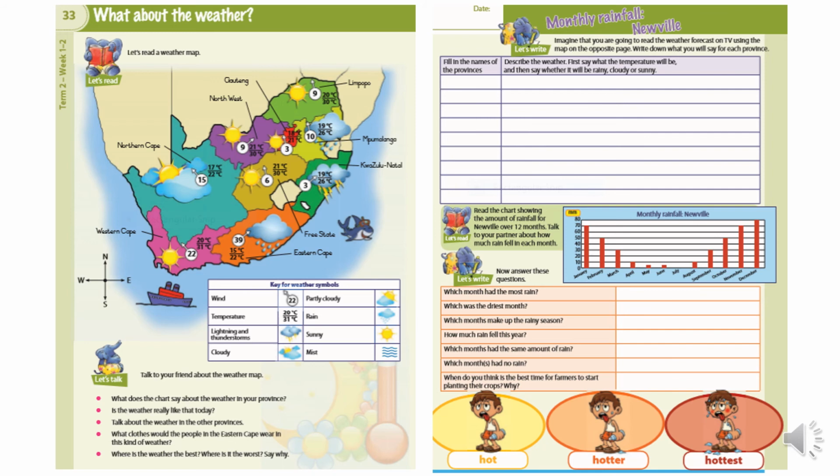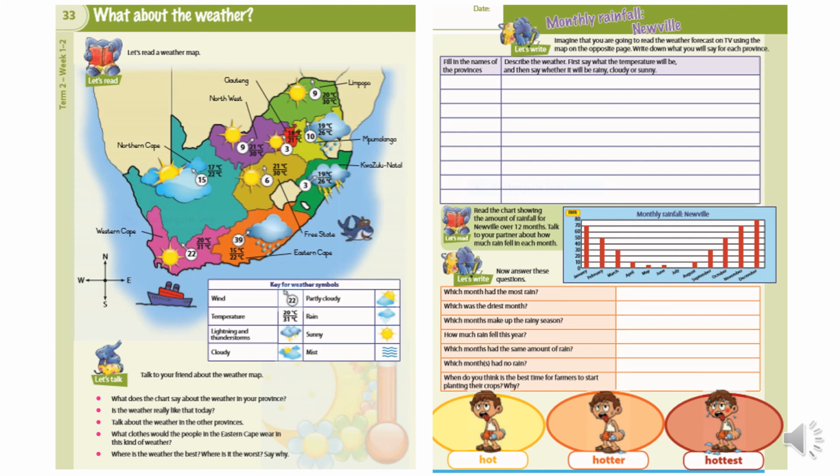What type of weather is the Western Cape going to experience on that day? Have a look at the weather symbol. Then go to the key and see what it means. A full sun means that it's going to be sunny that day.